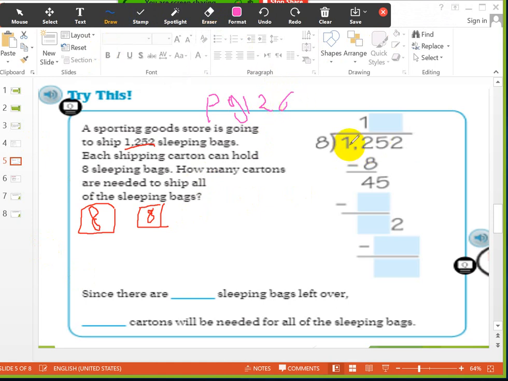I will start with 1. 1 divided by 8 equals what? I can't divide 1 by 8. So what I have to do is take 2. It will be 12. Now 12 divided by 8, how many 8s in 12? Just 1.